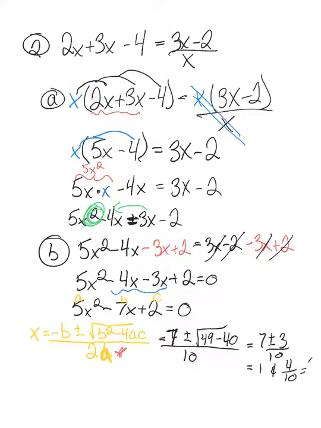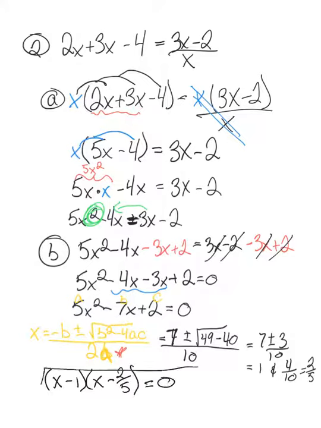tenths, which equals 2/5. So therefore our two solutions are x equals 1 and x equals 2/5, or if you wanted to write it out, x minus 1 times x minus 2/5 would equal 0. So this would be our final solution.